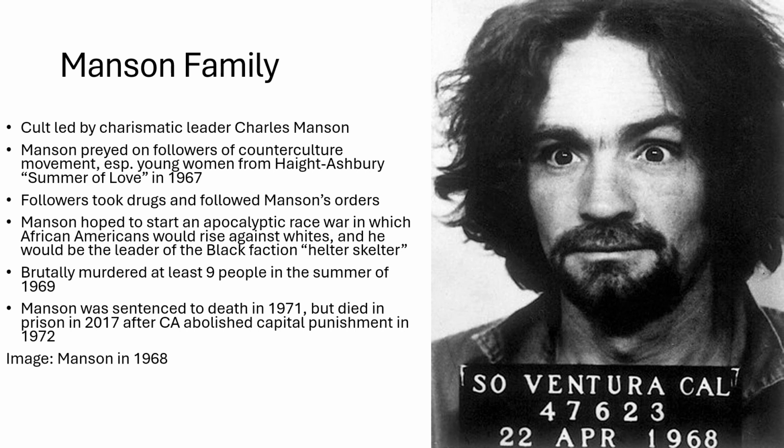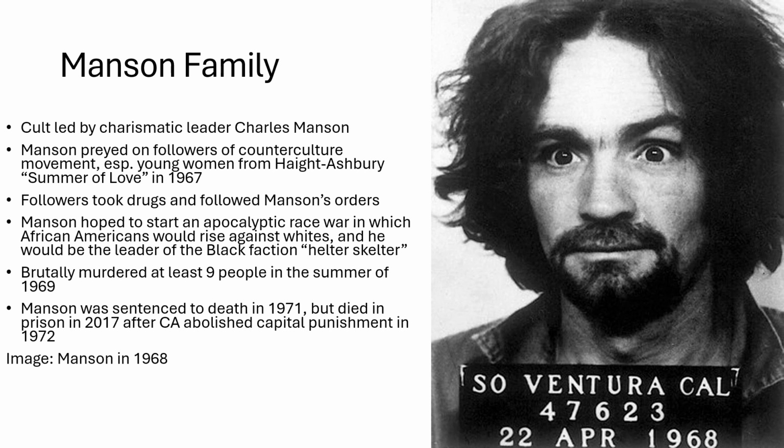He basically became a cult leader. And Manson had some very crazy ideas. He wanted to start an apocalyptic race war in which African Americans would rise against whites, and he would be the leader of the black faction, even though he was white. He called this Helter Skelter. He actually wanted to start false flag attacks that he hoped African Americans would be blamed for, and that would start the race war. Again, a very crazy, evil guy.